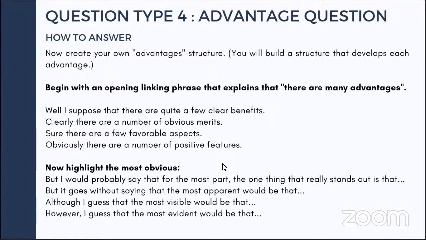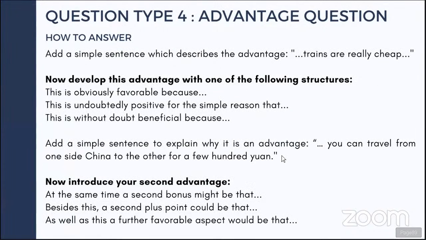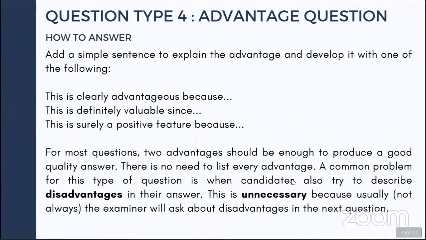Highlight the most obvious advantage, and then you develop this way with flowing structures. Like this is obviously favorable because, for example, you can travel from one side of China to the other for a few hundred yuan. And then you introduce your second advantage, a second bonus or a second plus point, a second favorable aspect, yeah. And then your idea.